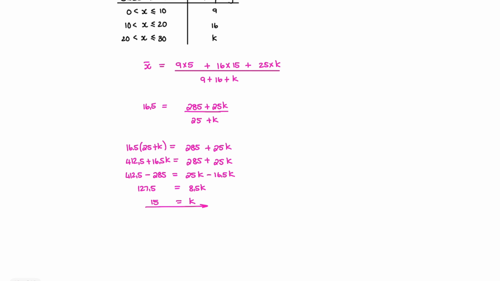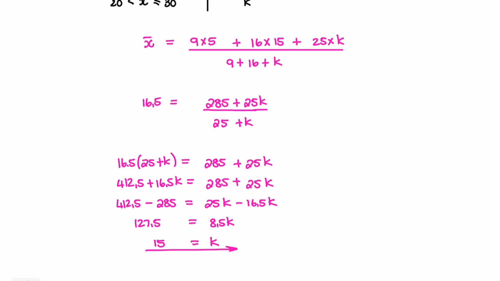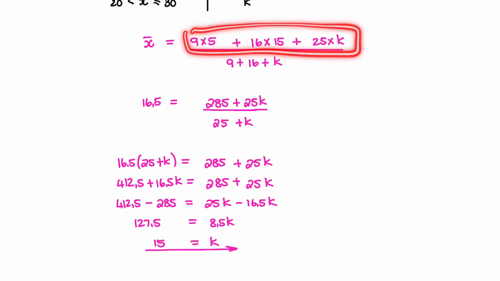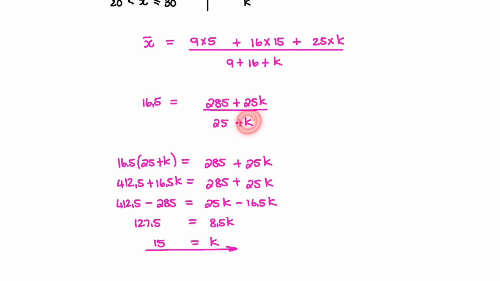Now the question is solve for k. So if I have my estimated mean as 16.5 and I have the mean in terms of k, then I can find k. So the first line here, we take 16.5 and we multiply it with 25 plus k. So if I multiply that out, it's 412.5 plus 16.5k. Then we are left with the numerator on the right-hand side.